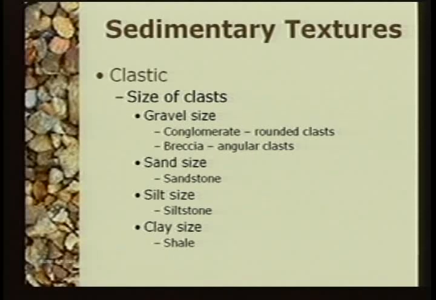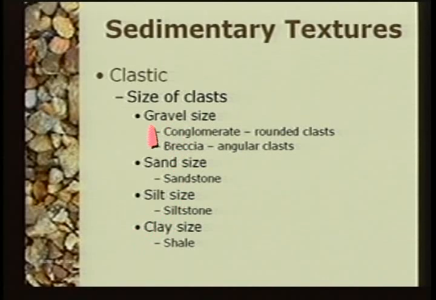If we classify sedimentary rocks according to the clast size, we start out with larger clasts and work our way down. Here we see in clastic sedimentary rocks, we have a gravel-sized clast. These are the bigger ones. The sand size, this would form sandstones. The silt size, and this is a siltstone. And finally, the smallest particle, the clay size, or the shale.